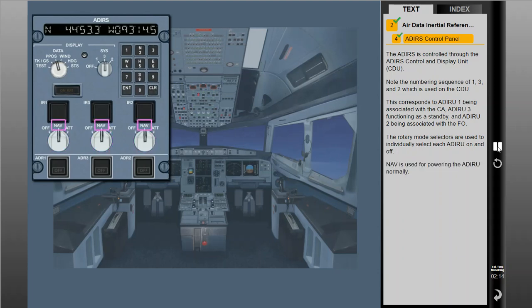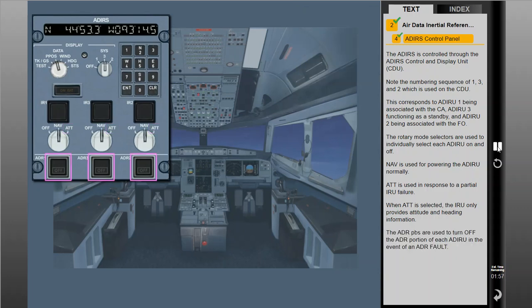NAV is used for powering the ADIRU normally. ATT is used in response to a partial IRU failure. When ATT is selected, the IRU only provides attitude and heading information.